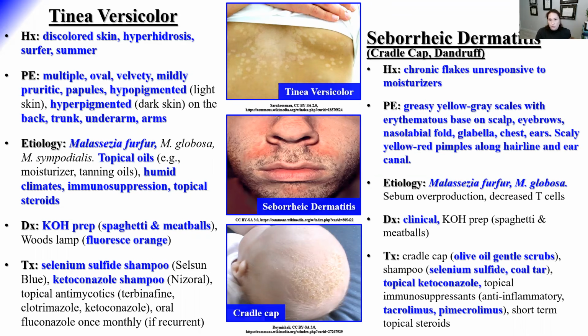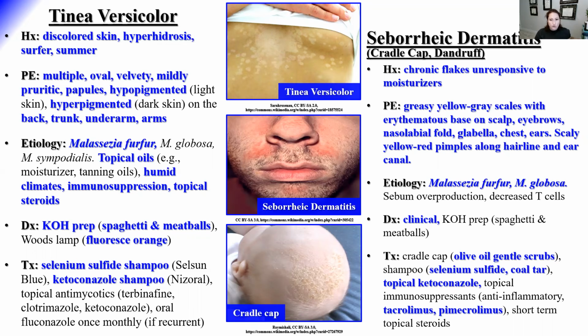Let's move over now to seborrheic dermatitis, also called cradle cap in that bottom picture, or dandruff. This is chronic flaking that's unresponsive to moisturizers. A lot of people think that it's just really dry skin, but it's not. Physical exam for this is also very important, so I'm going to read that one slowly.